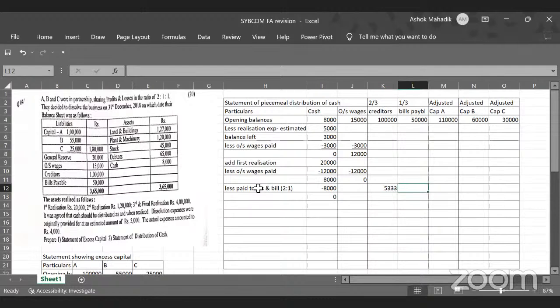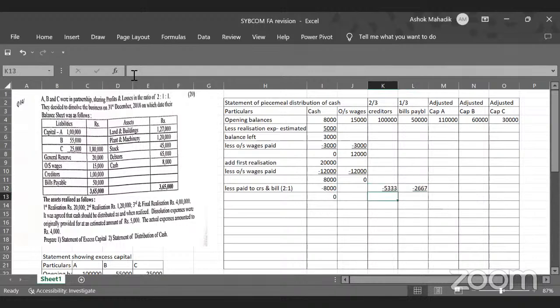So bills payable will get 8,000 into 1 by 3, that is 2,667. Okay, 2,667, right? Clear? If you add these two, it will be 8,000. Clear, students? So now we can deduct this liability from their balance.